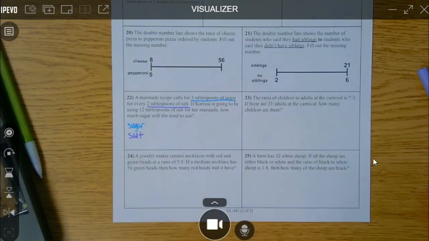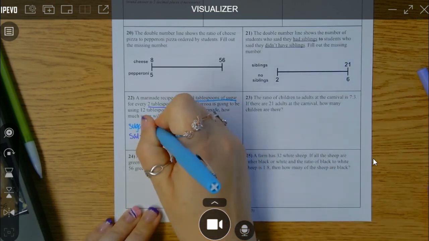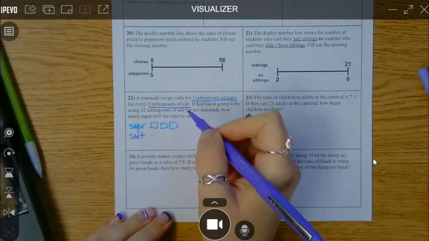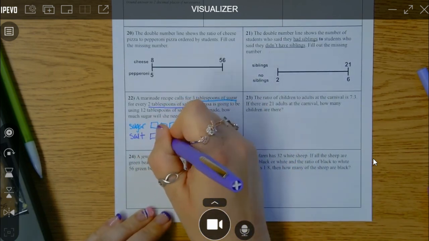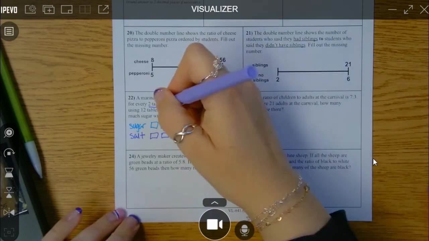Now I could do this using proportions, and that's how I did it in the other video, going through all the problems. But if you want to do it with tape diagrams, I would do how many boxes to represent sugar? Yeah, 3 boxes for sugar. Imagine those are perfect boxes. For salt, I'm going to do how many? Yes, 2 boxes.